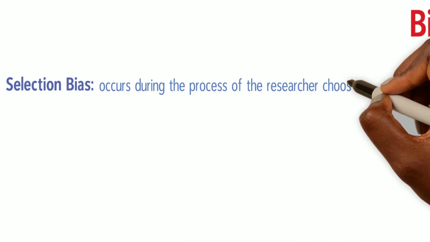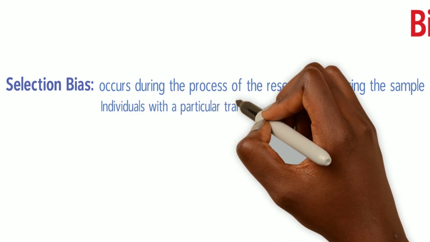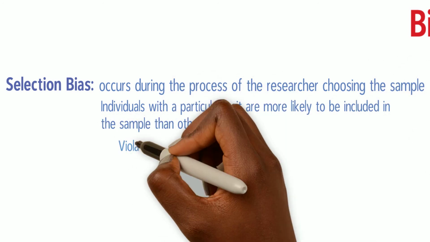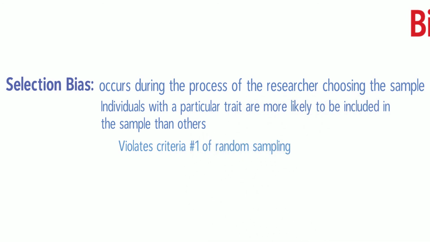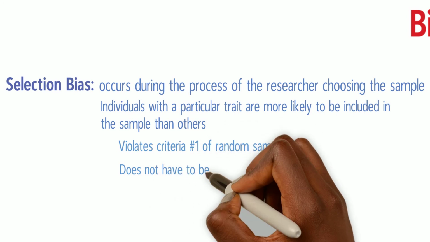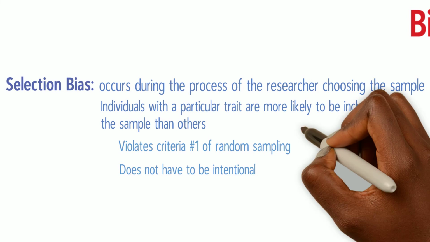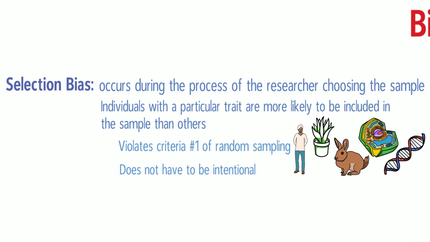Selection bias occurs during the process of the researcher choosing the study sample. It means that individuals with a particular trait are more likely to be included in the sample than others. This violates criteria number 1 from the random sampling definition. This does not have to be intentional to count as selection bias. Many studies can suffer from unintentional sources of selection bias, and it can affect studies of people, plants, animals, cells, genes, anything.